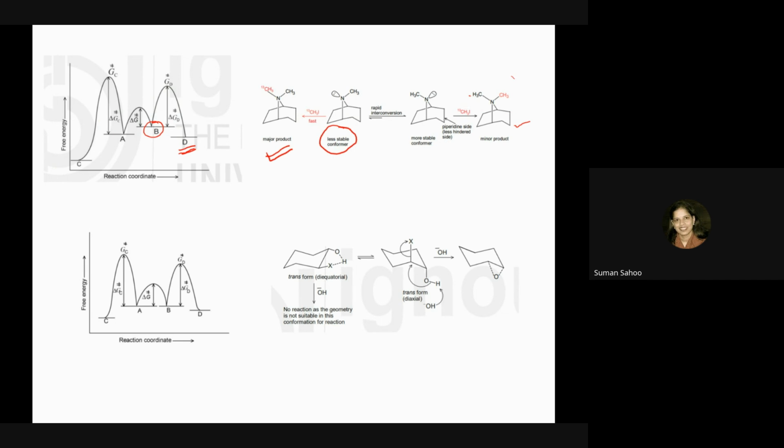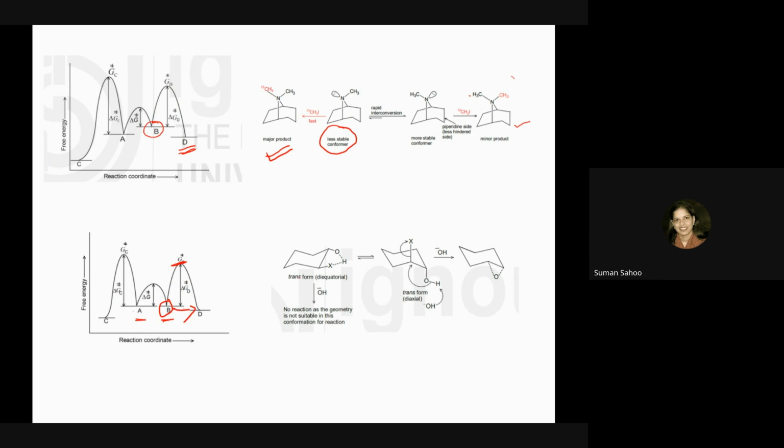And in another case where both the conformers are of equal stability, of equal energy, in that case the product is formed in which your rate of reaction is less. For example, in this case B to D, here the energy required is less as compared to this one. So the major product would be from B to D.